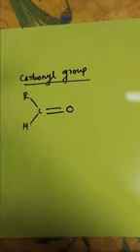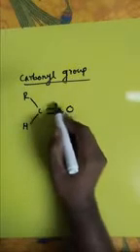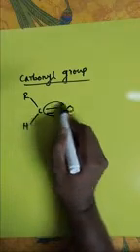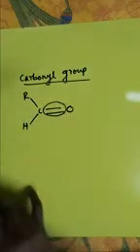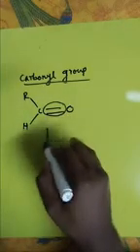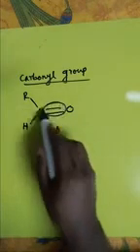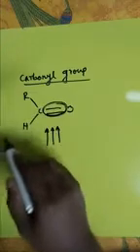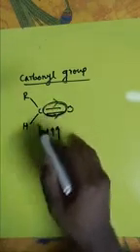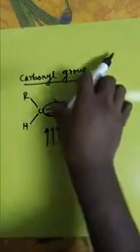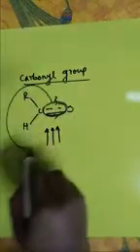In case of the carbonyl group, the picture is the same, because here also a pi bond is present, that is pi electrons. So under the influence of an external magnetic field, this pi electron circulates, and during circulation it produces an induced magnetic field just like this.